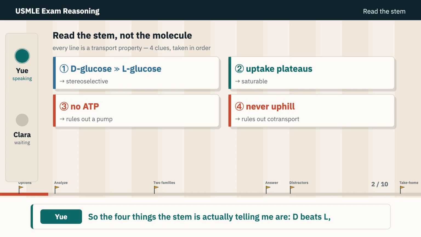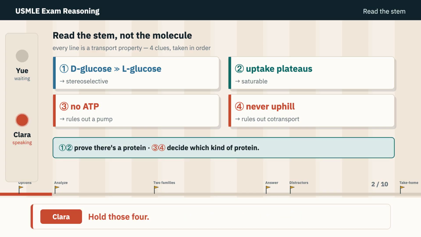Okay, so the 4 things the stem is actually telling me are D beats L, it plateaus, no ATP, and never uphill. Right. Hold those 4. 2 of them prove there's a protein at all. The other 2 decide which kind of protein. Let's take them in order.